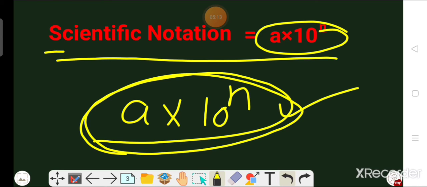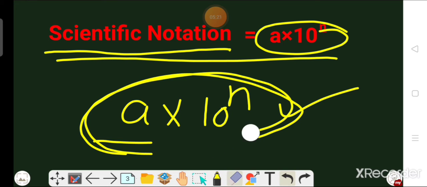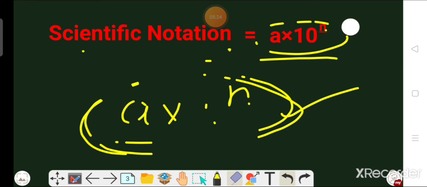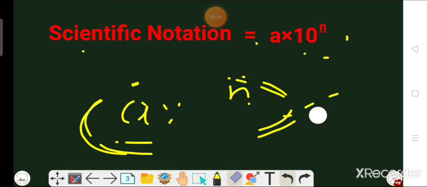We use this scientific notation to represent larger or smaller numbers. For example, if we have to represent a given number in scientific notation, then what do we have to do?